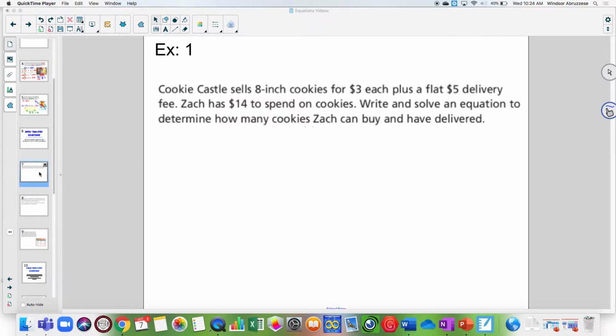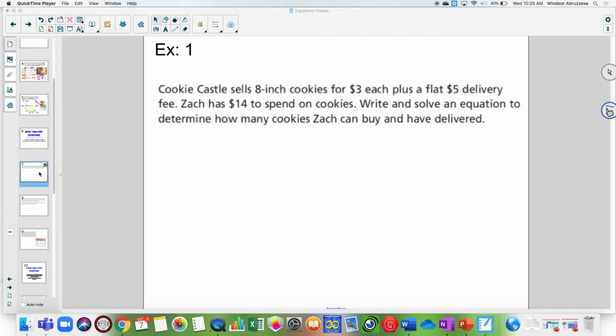Example number 1 does not have a picture. That's okay. Let's read it through first, and then we will go back in and dissect it. Cookie Castle sells 8-inch cookies for $3 each, plus a flat $5 delivery fee. Zach has $14 to spend on cookies. Write and solve an equation to determine how many cookies Zach can buy and have delivered.